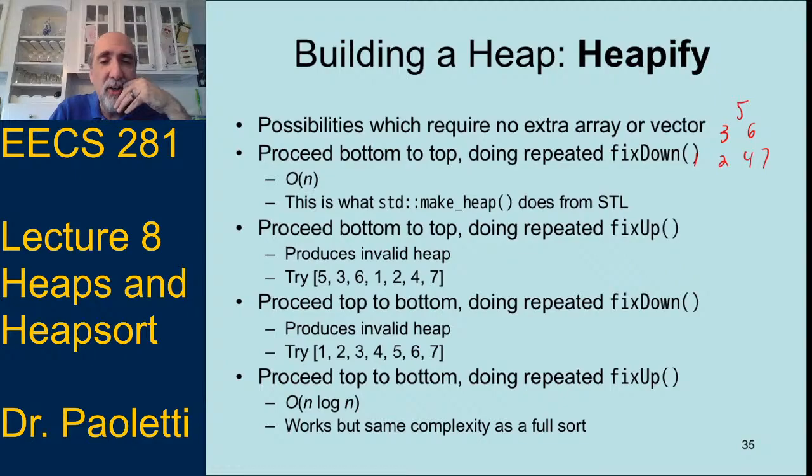Okay, I could proceed from top to bottom calling fix down. Here's an example. Draw it out, run through it. You'll see it comes out invalid. And the last one is I could go from top to bottom calling repeated fix ups. This one works, but it produces n log n complexity, which is the same complexity as fully sorting it. So that is not the right way to do it.